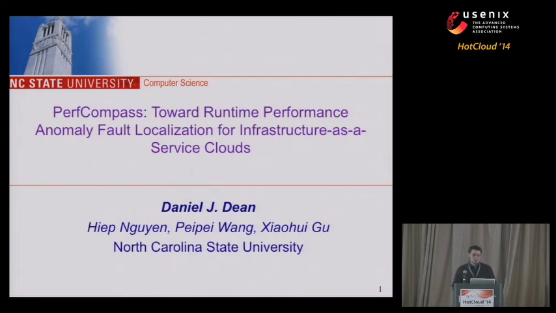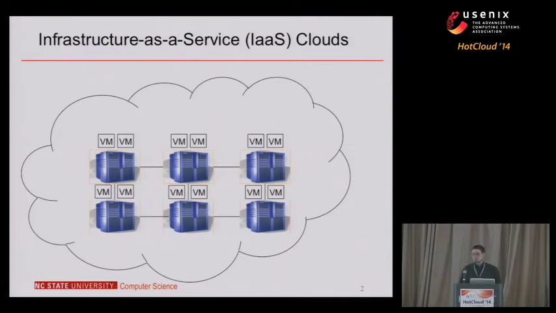My name is Daniel Dean, and today I'm going to be talking to you about runtime performance anomaly localization for infrastructure as a service clouds. So, as we all know, infrastructure as a service clouds are an effective way to provide inexpensive access to what's normally expensive server resources. And the way that they do that is using virtualization technology.